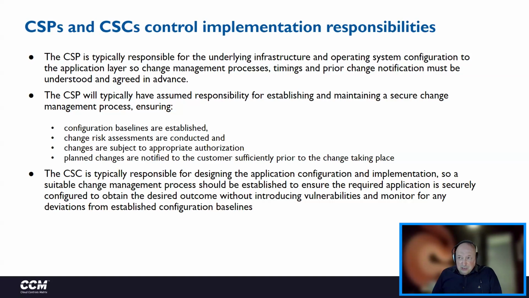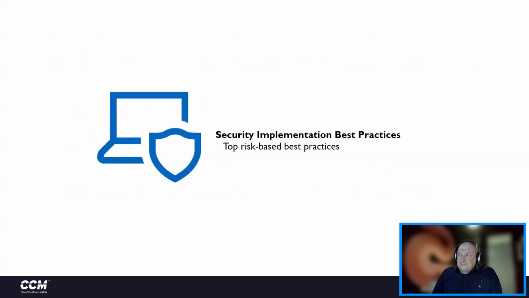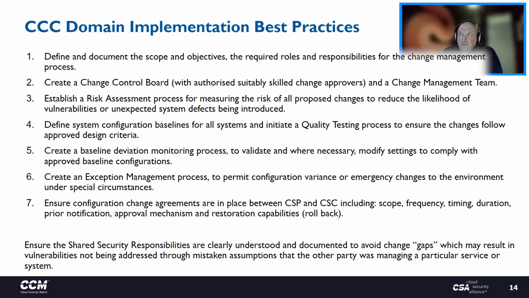Baselines need to be established, risk assessments need to be undertaken, authorization for the change needs to happen, and the cloud service customer needs to know before the change happens, so that their business isn't adversely affected by any change that suddenly happens. So that's a fairly straightforward explanation of the controls.